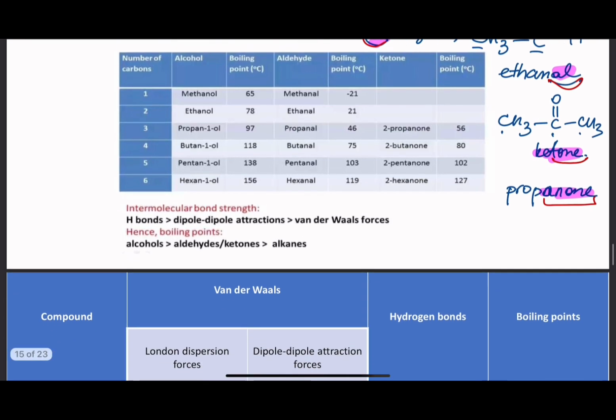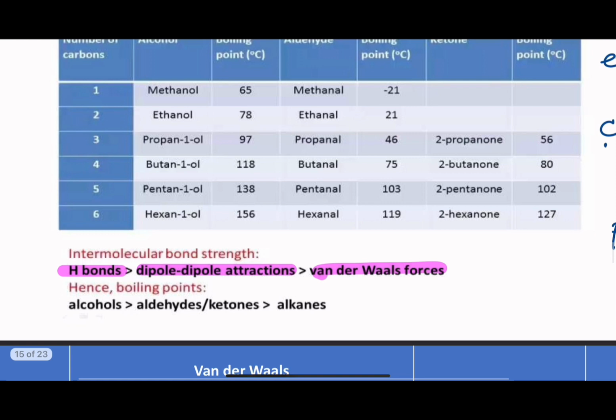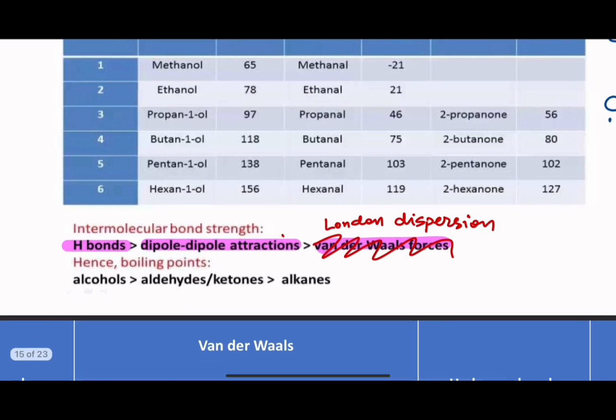So intermolecular strength, I told you hydrogen bonds are stronger than dipole-dipole, and this is stronger than van der Waals. They pointed out van der Waals, but over here they want to say London dispersion because this is how it is in our book. So this is not van der Waals, it's London dispersion. The combination of dipole-dipole and London dispersion gives you van der Waals.